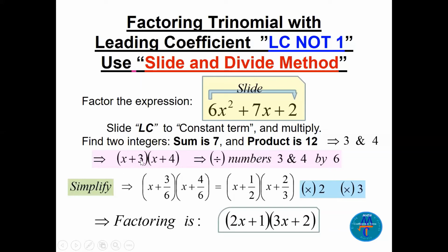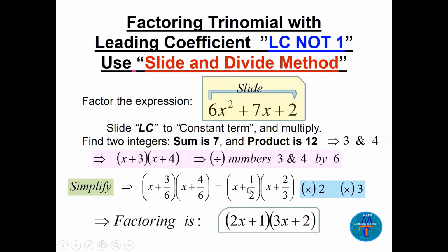So I put x plus 3, x plus 4. Remember, this is not the final answer. Then you have to divide the numbers 3 and 4, you see these 3 and 4, by the leading coefficient here, 6. So it becomes x plus 3 over 6, x plus 4 over 6. Then you simplify. 3 over 6 becomes a half. 4 over 6 becomes 2 over 3.